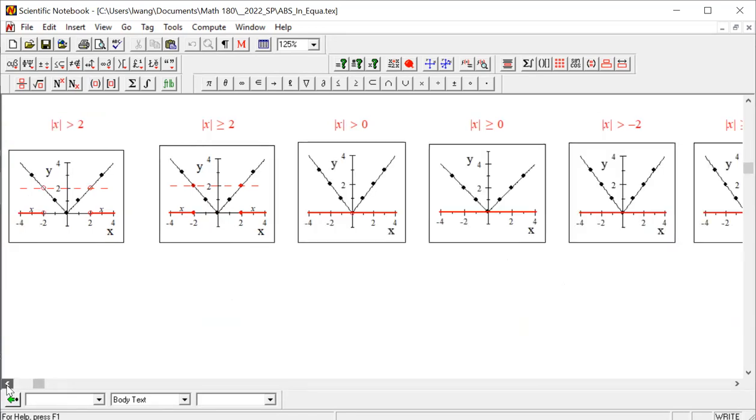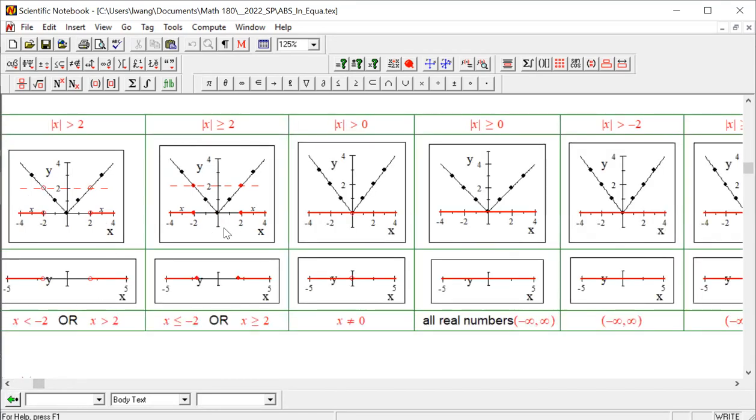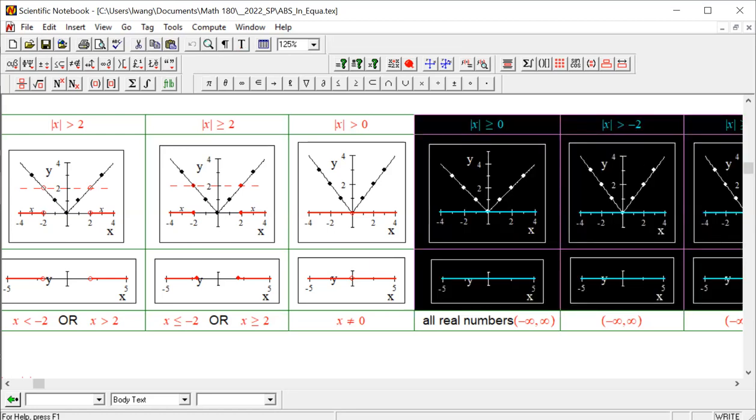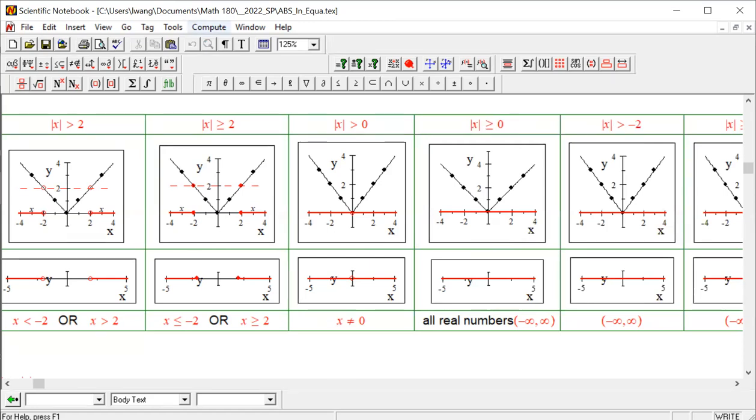This case is fairly common, and a little bit interesting. And in the rest of the cases, the solutions are all real numbers. Please be sure you understand the idea.